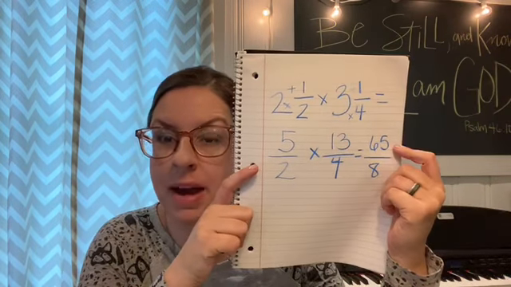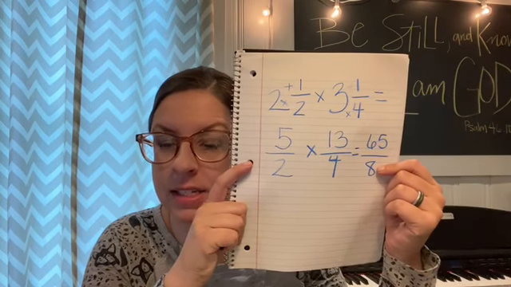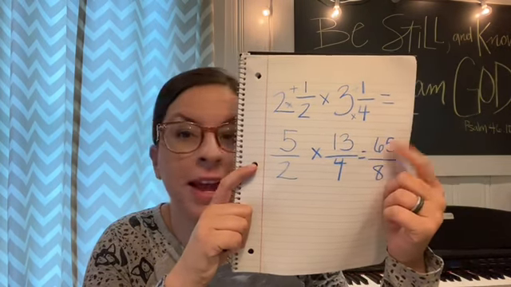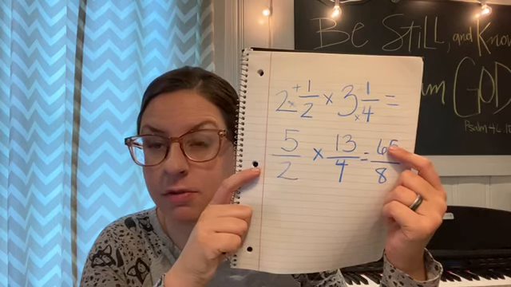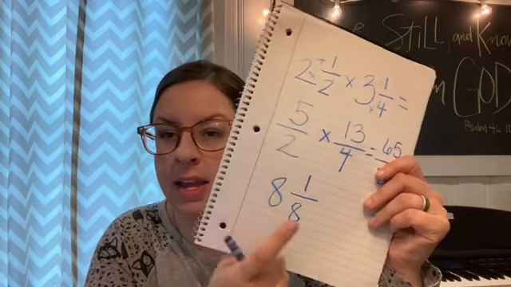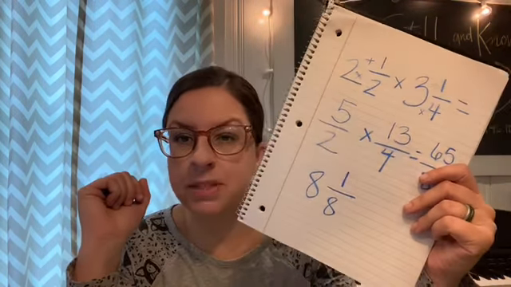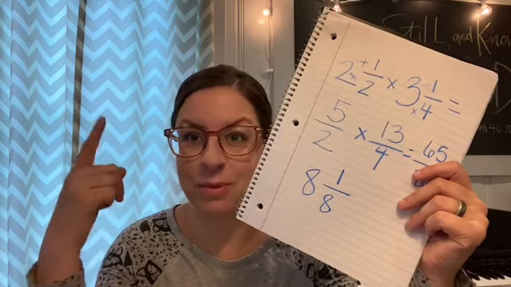Now, can we keep it like that? No, we're going to turn it back into a mixed number. So what is 65 divided by 8? Well, I know that 8 times 8 is 64. So it's going to be 8 remainder 1. Okay, so 8 remainder 1 over 8. 8 and 1/8 is your answer. Okay, so it's a few steps, but they're the same steps over and over again.